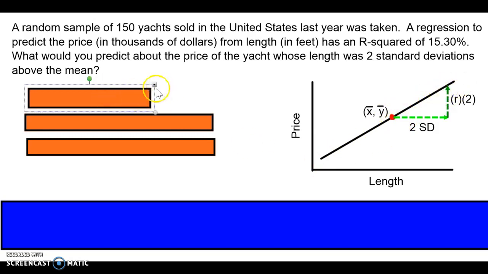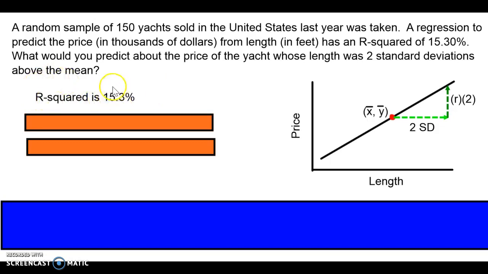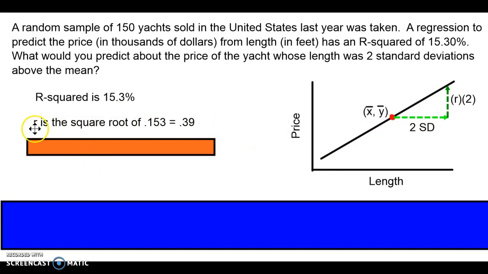So if R squared is 15.3%, and just by using common sense, I know that I'm going to get a positive association here. That means that R is the square root of 0.153, which is 0.39. If I take the square root of 0.153, I get 0.39. How do I know this is supposed to be a positive correlation and not a negative correlation? Because of the common sense that I used over here for the relationship between length and price. So now let's look at this picture.